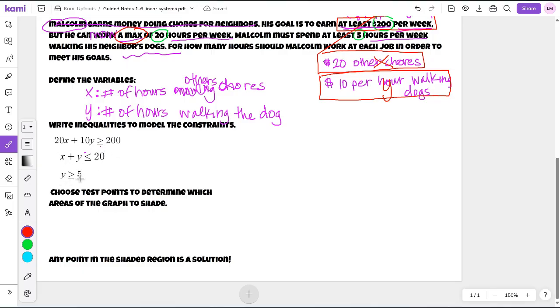All right, and we know this is a horizontal line, but we want to think about these as 20X plus 10Y equals 200, X plus Y equals 20, and Y equals 5. So we want to graph those three equations and then choose test points to decide where to shade. All right, so just a reminder.